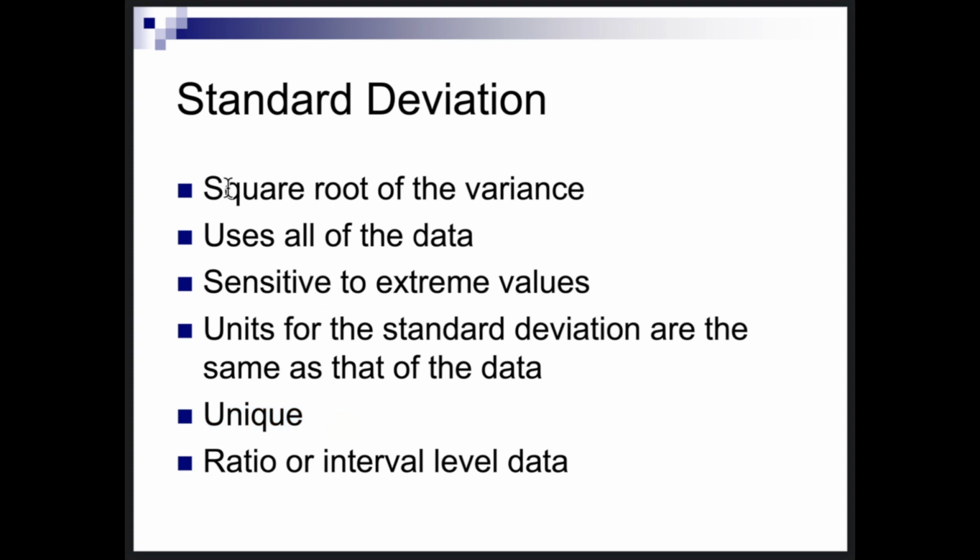Let me just point out here that in order to get to this uniqueness claim, when we talk about the standard deviation being the square root of the variance, it's technically the positive square root of the variance. And then finally, in order for the standard deviation to make sense as a measure of variation, the data have to be at least at the interval level. So either interval level data or ratio level data.